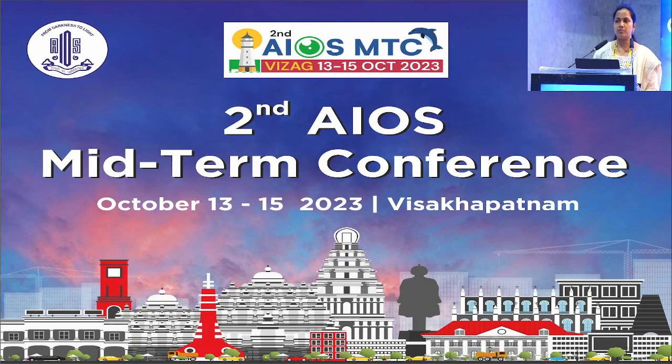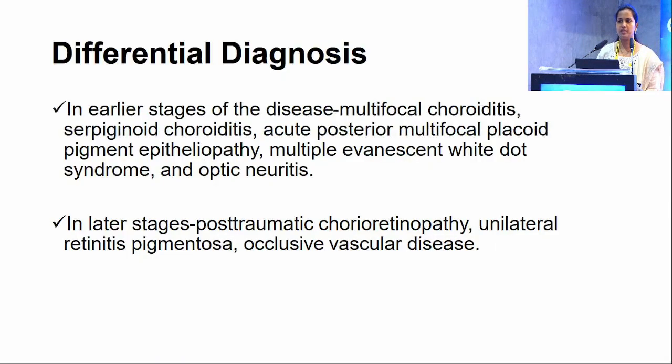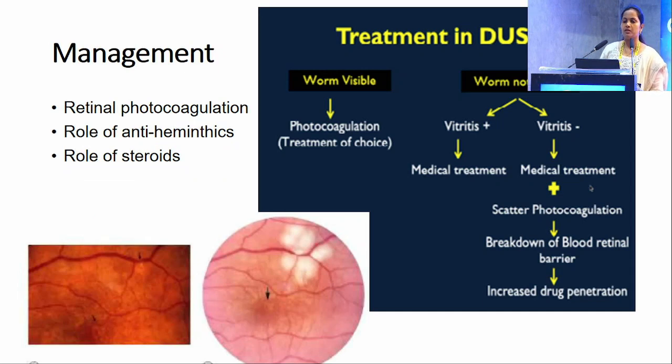Unilateral RP can be distinguished from DUSN because in DUSN there will be non-diffuse RPE mottling and there will be absence of bony spicule pigmentation, there will be a shiny reflex, and ERG is never completely extinguished in case of DUSN. Coming to the management, proper management is direct nematode death by direct retinal photocoagulation.